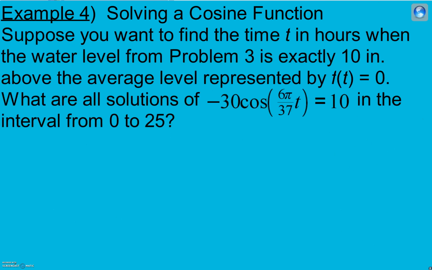Example 4 is solving a cosine function. Suppose you want to find the time t in hours when the water level in problem 3 is exactly 10 inches above the average level represented by time equals 0. What are all solutions here of negative 30 cosine of 6 pi over 37t equals 10 in the interval from 0 to 25? So this is our height. Water level is exactly 10 inches above. So positive 10 is y, so we plug it in for y. That's where that came from.